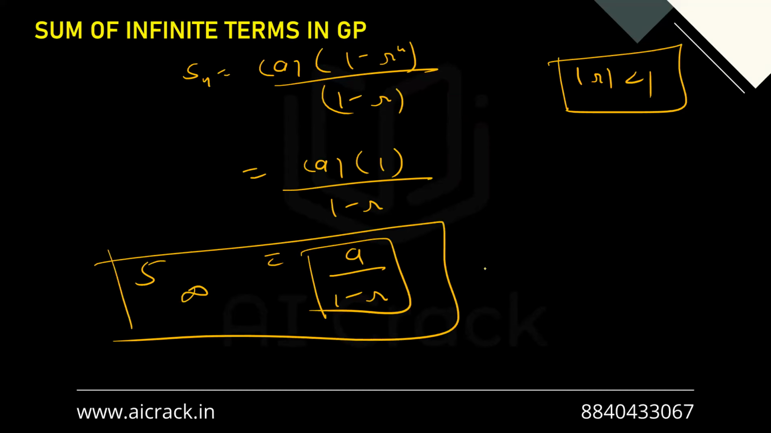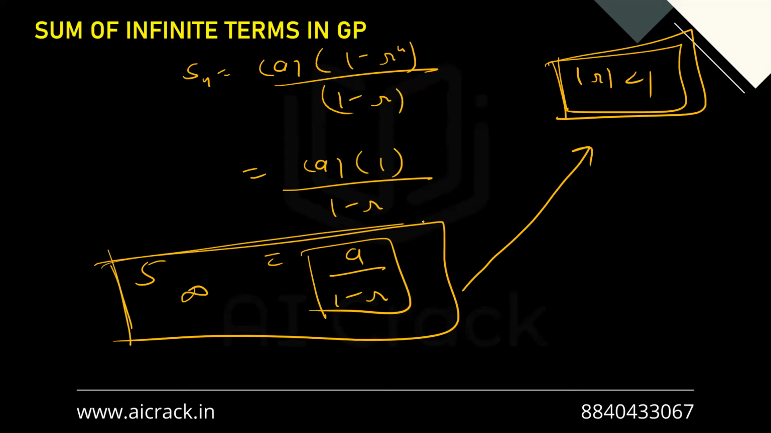This is only true under the assumption of this one. You cannot write down S infinity as a upon (1 minus r) when r is something bigger than 1. You cannot do that. We have to write this condition. Only in this condition we can say that this is true.